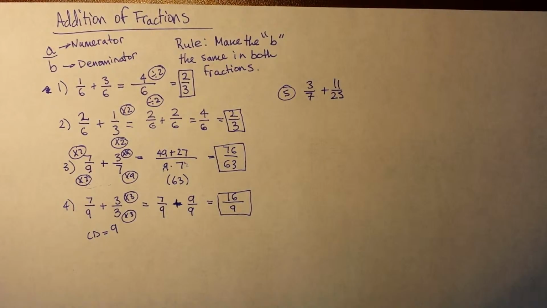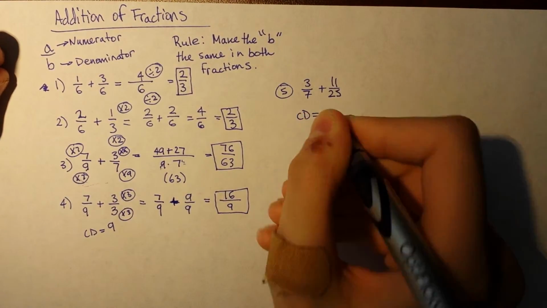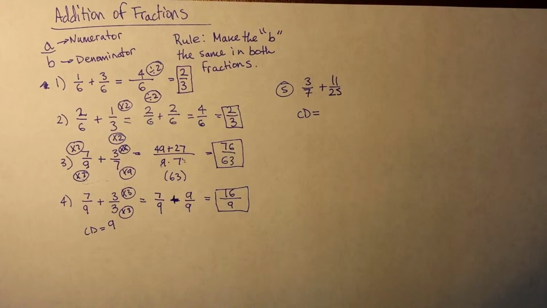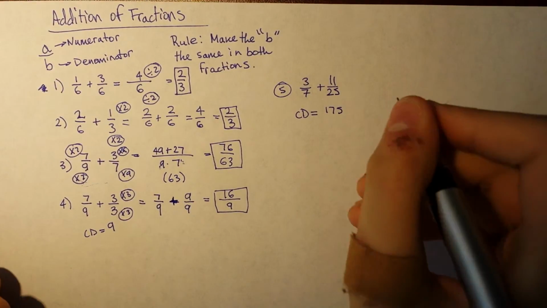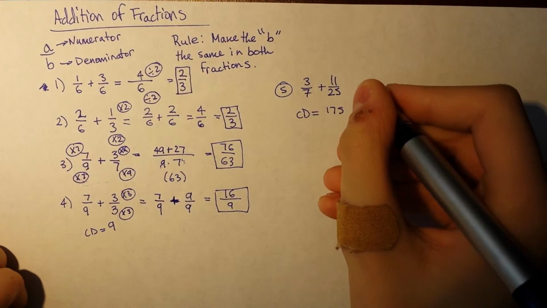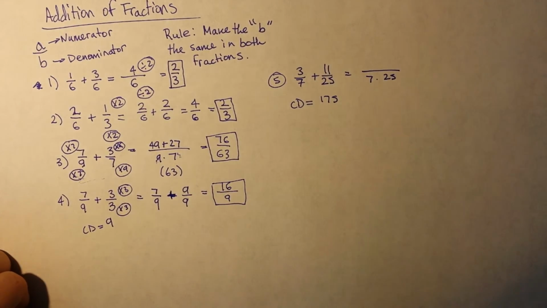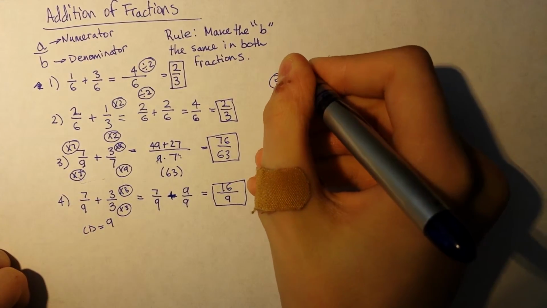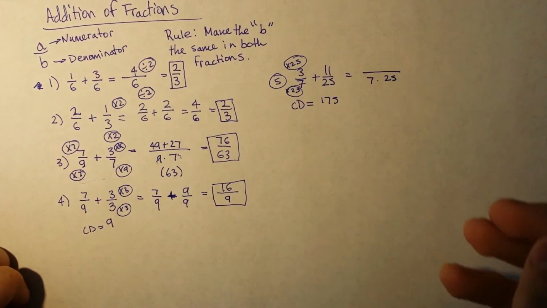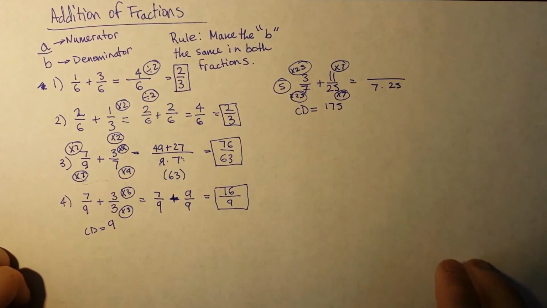Alright, so big numbers. For this one, our common denominator, the simple way I'd say, is just to multiply it. So 7 times 25 is 175. So I know we have to make a denominator of 7 times 25. This one has 7, so multiply this by 25, and this by 25. This one has 25, so multiply this by 7, and this by 7.